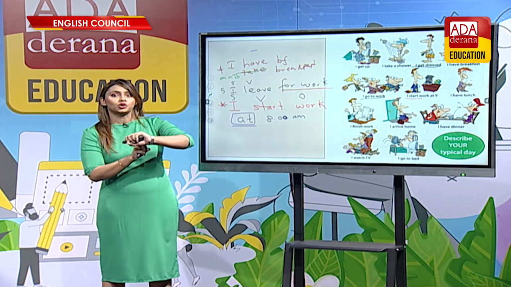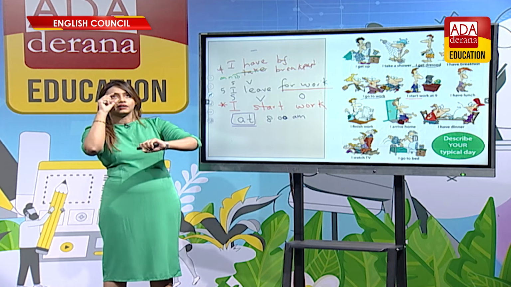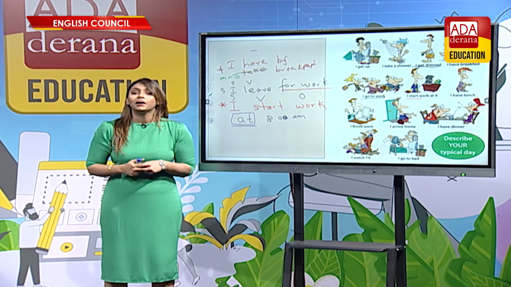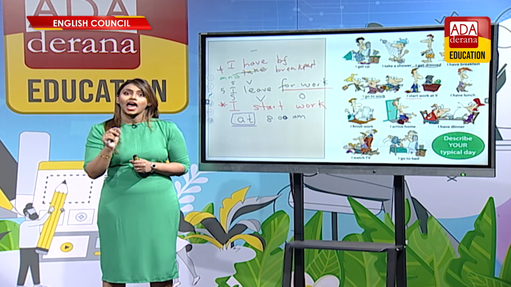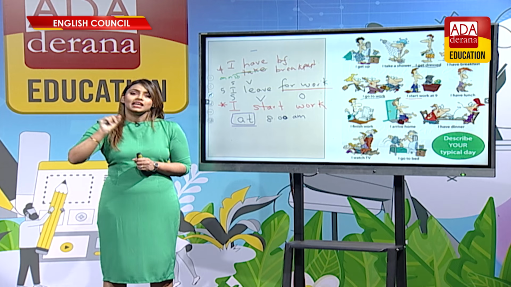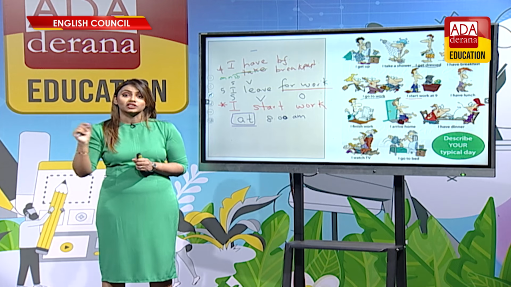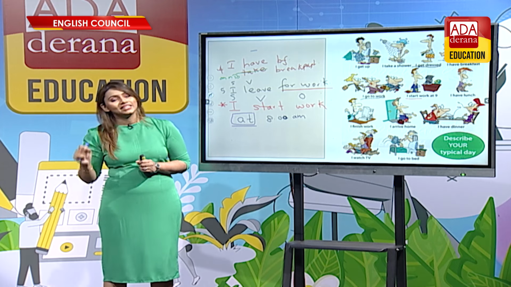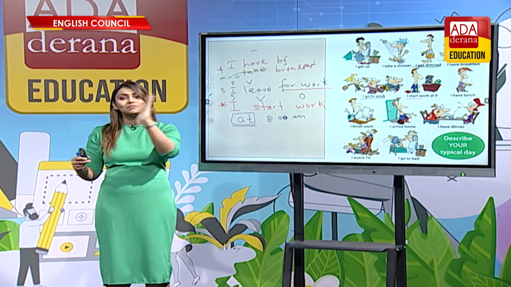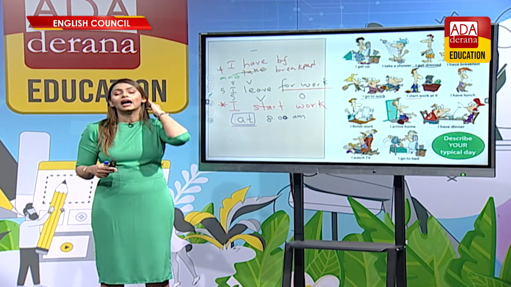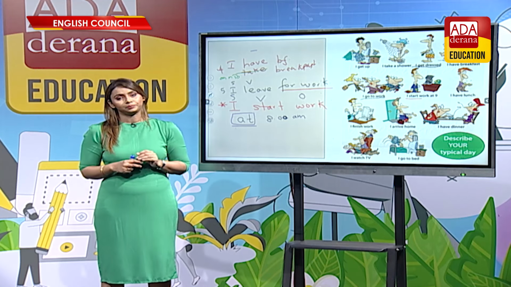At 8 a.m., at 10 a.m., at 3 p.m., at noon, at midnight. Midnight is not a clock number, but it is a time, so at midnight. Right? "At" is the preposition we use.